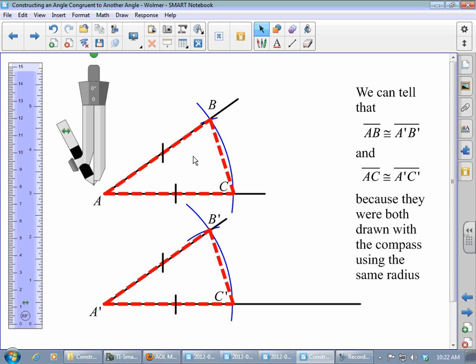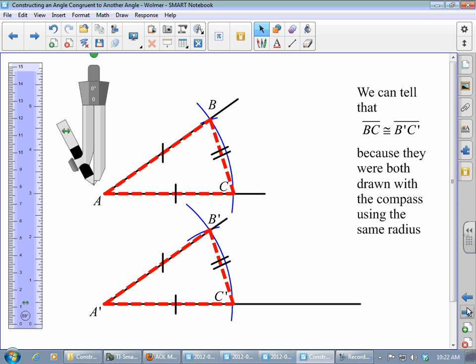We can tell that AB is congruent to A prime, B prime, and AC is congruent to A prime, C prime, because they were both drawn with the compass using the same radius. We can also tell that BC is congruent to B prime, C prime, because they were both drawn with the compass using the same radius.